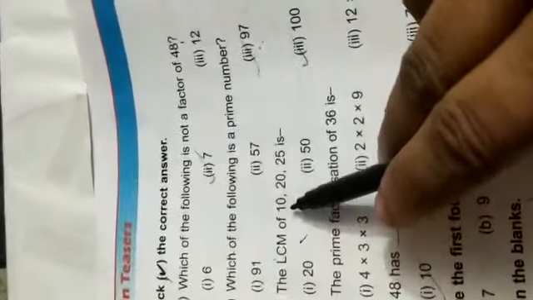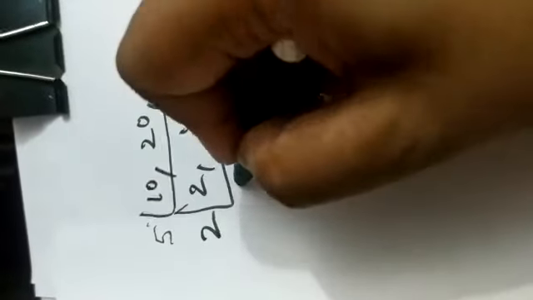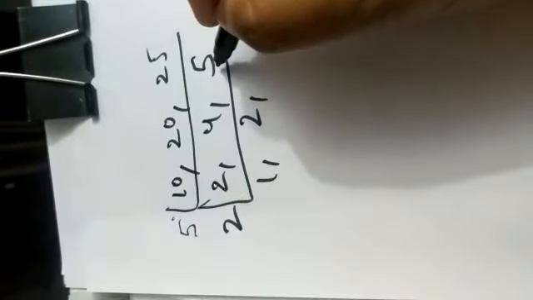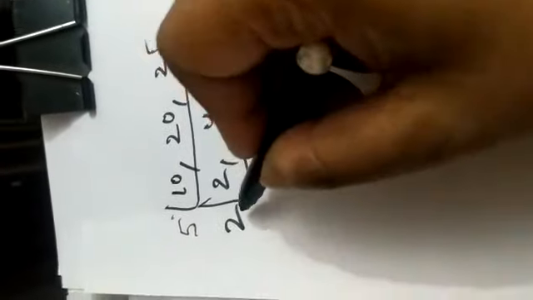The LCM of 10, 20 and 25. Here let's find out the LCM of 10, 20 and 25. We divide it. Start with 5. 5 2s are 10, 5 4s are 20, 5 5s are 25. These are the quotients. Now start dividing by 2. 2 1s are 2, 2 2s are 4, and 5 cannot be divided by 2, so we will write down 5 as it is.